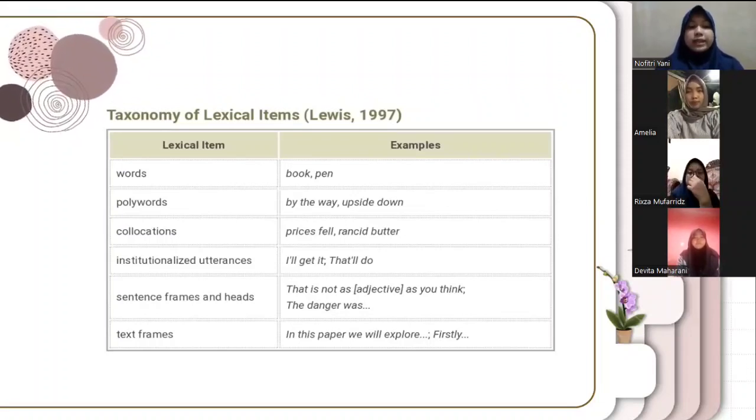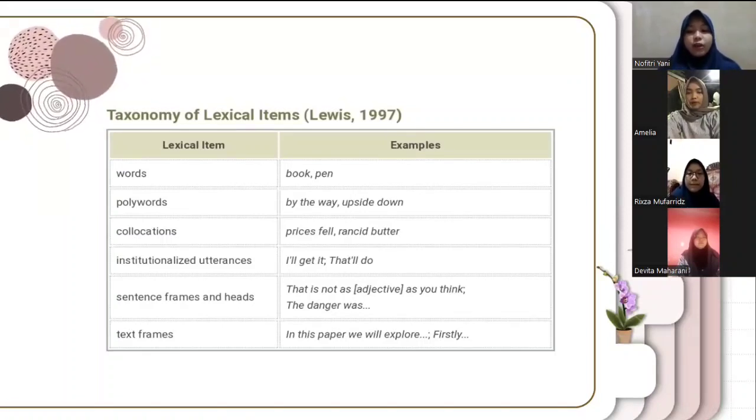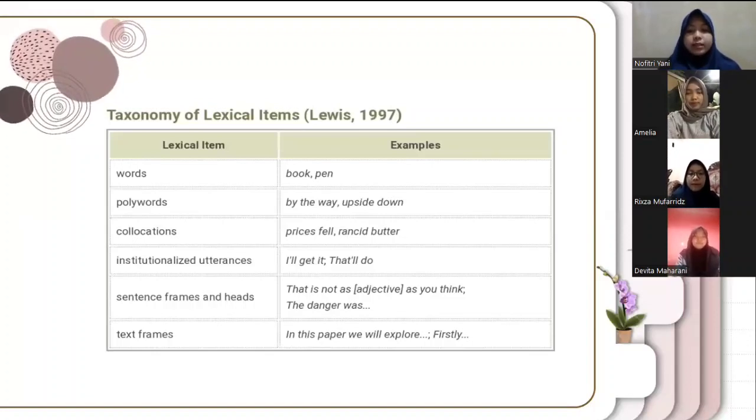And the last one is text frames. For example, 'in this paper, we will explore blah blah blah,' firstly, secondly, and thirdly, and then finally, blank blank blank. Okay, that's all from me. That is my material, and the next material will be explained by Devita. Devita, time is yours.